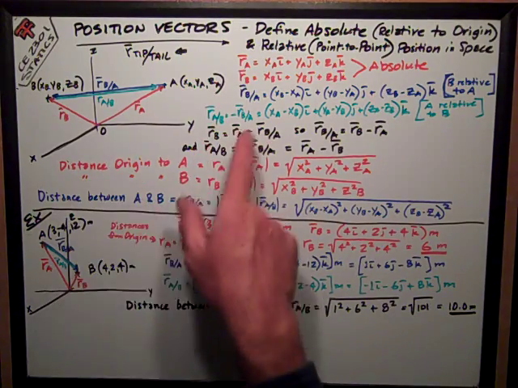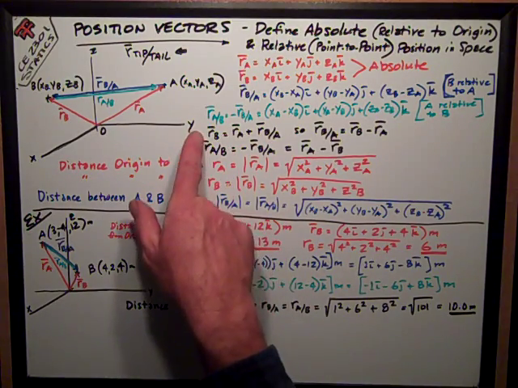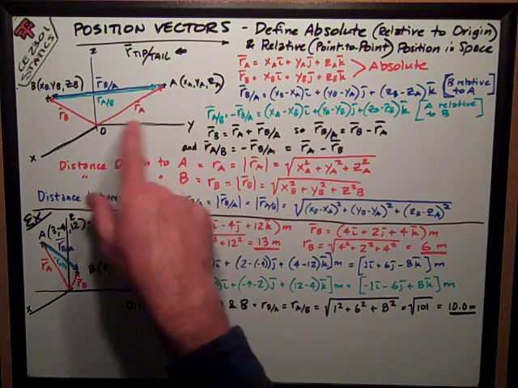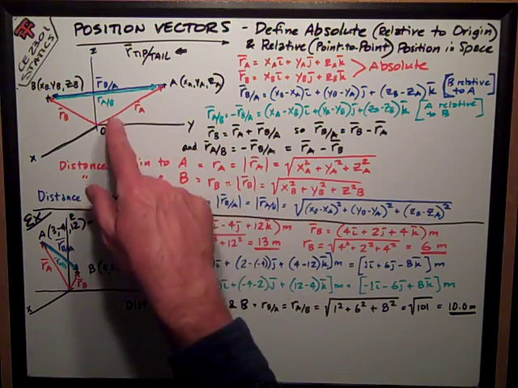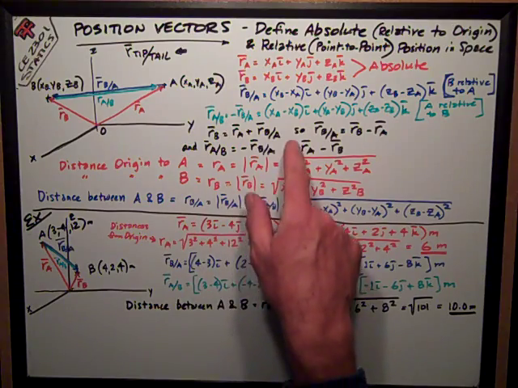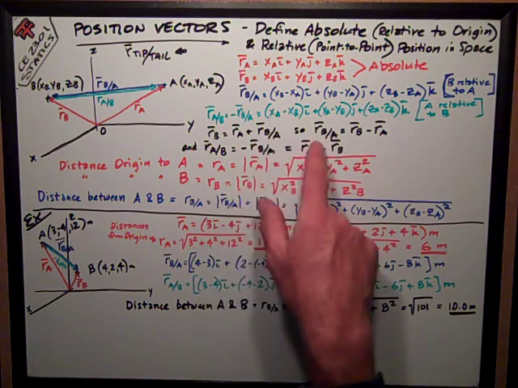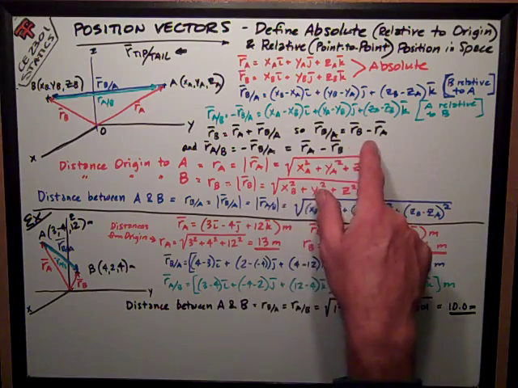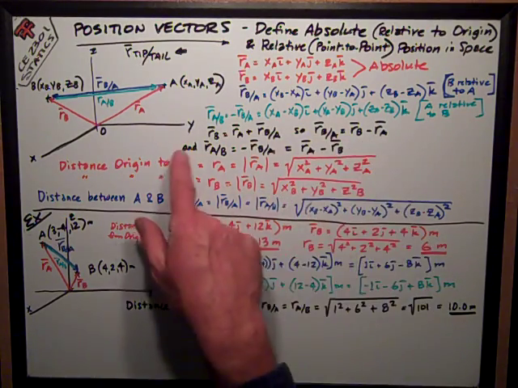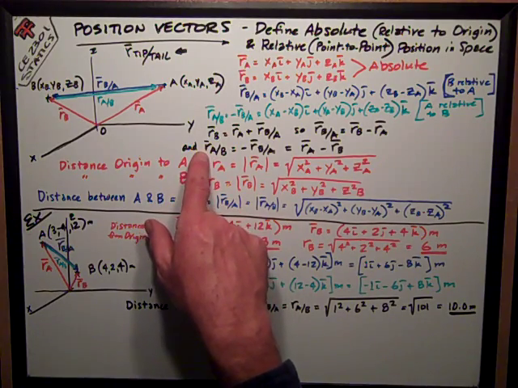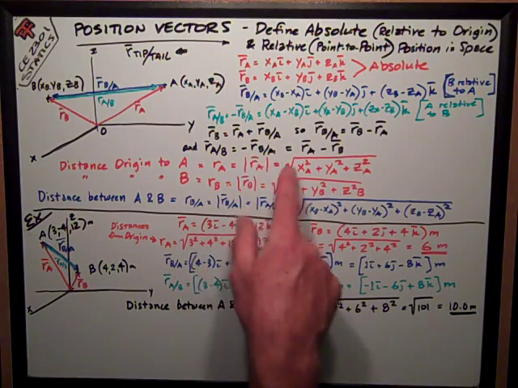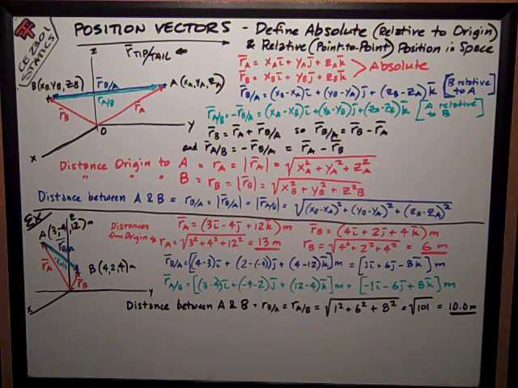They are really just the negatives of each other, and we can also know from vector addition that RB is equal to RA plus RBA. So we can rearrange, subtract RA from both sides, and I get that RBA is equal to RB minus RA. Similarly, RAB, which is the reverse of RBA, is equal to RA minus RB.